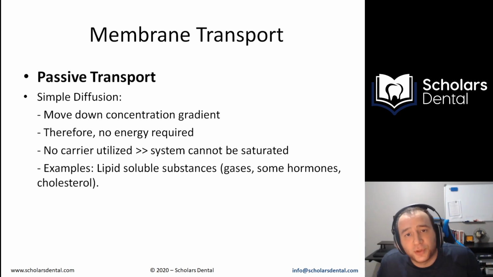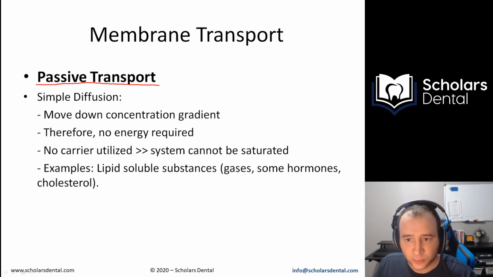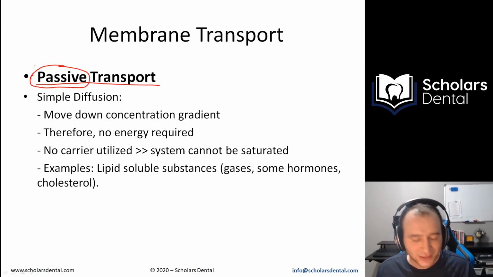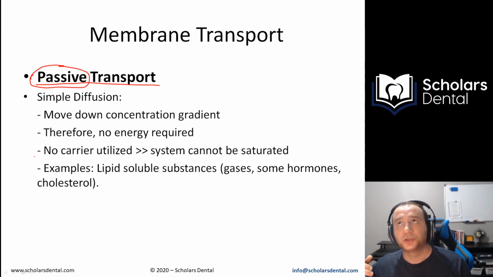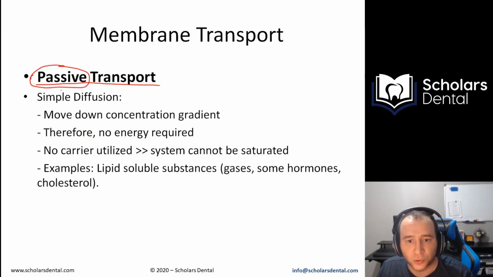So we're going to talk about the different ways molecules could pass through the membrane that we learned about in cell structure. First of all, we have what we call passive transport. Whenever we say passive here, it means energy is not being used. The body's not burning energy to allow this transport to happen. Under passive transport we have two examples. We have simple diffusion.